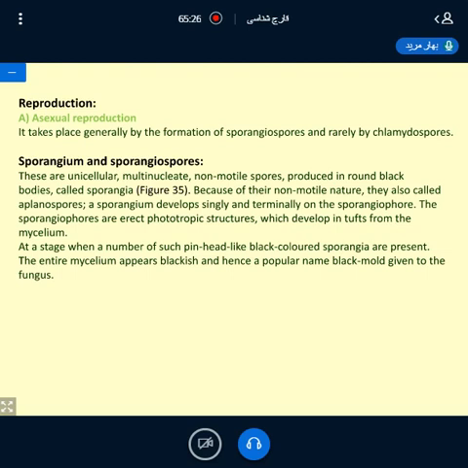The sporangium develops singly and terminally on the sporangiophore. The sporangiophores are erect, phototropic structures which develop in tufts on the mycelium. At a stage when a number of such pinhead-like black-colored sporangia are present, the entire mycelium appears blackish, and hence the popular name, black mold, given to the fungus.